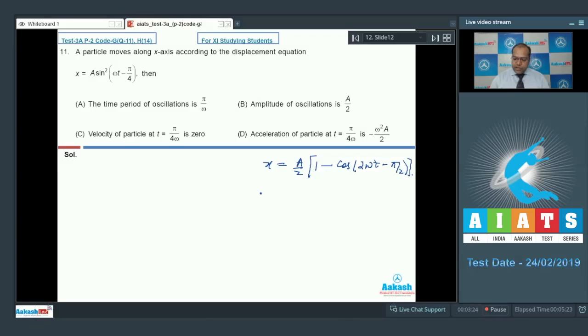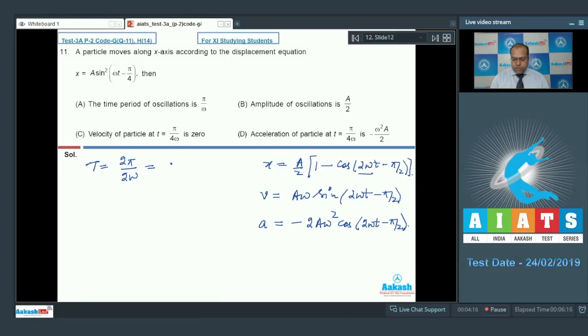Now if I calculate the velocity v, it comes out to be a omega into sine (2 omega t minus pi by 2). And if I calculate the acceleration a, this comes out to be minus 2a omega square cos (2 omega t minus pi by 2). So let's check the options. The time period is given by 2 pi by omega, and the value of omega is 2 omega here. So it is equal to pi by omega. So option A is correct.